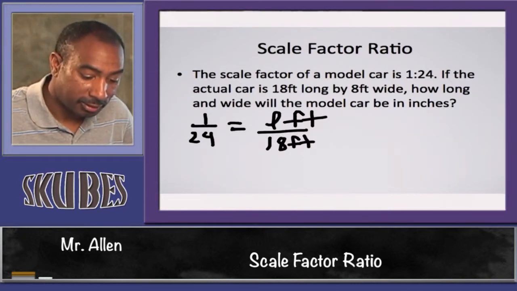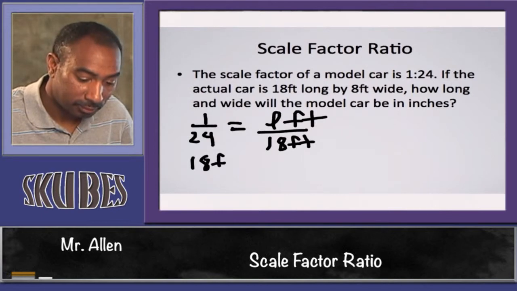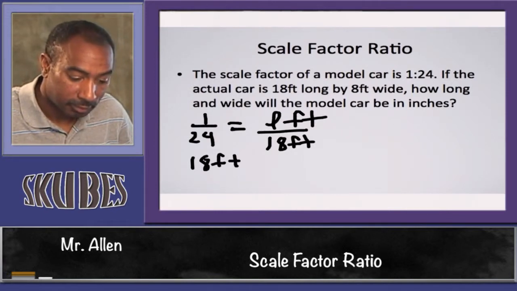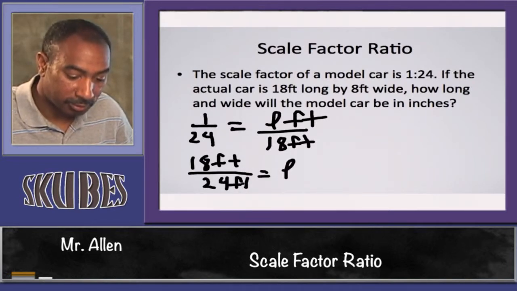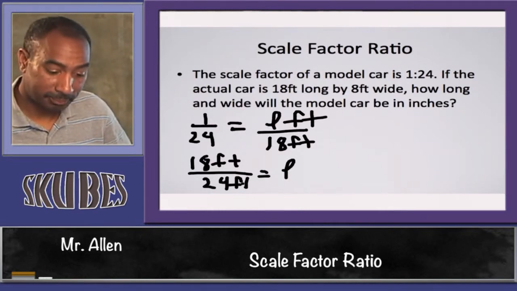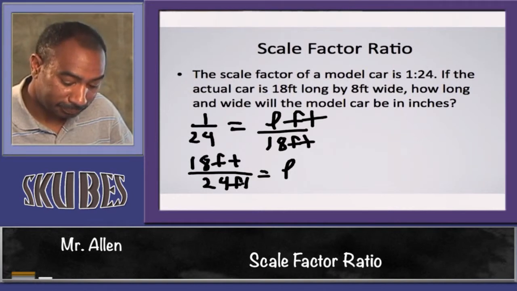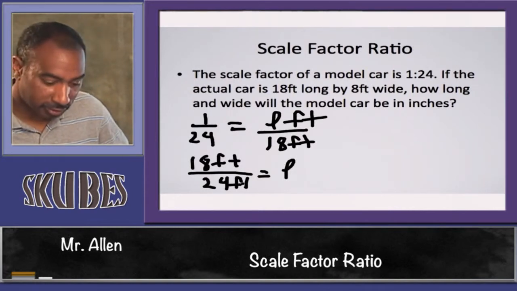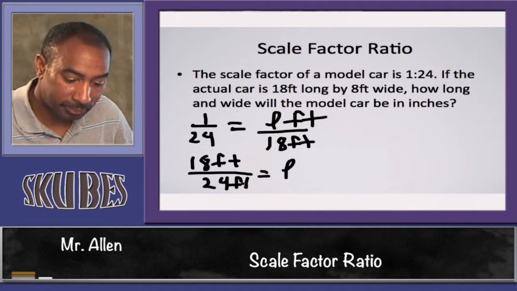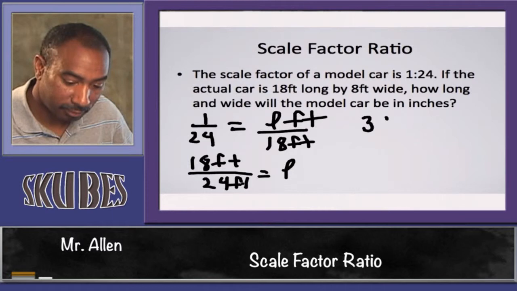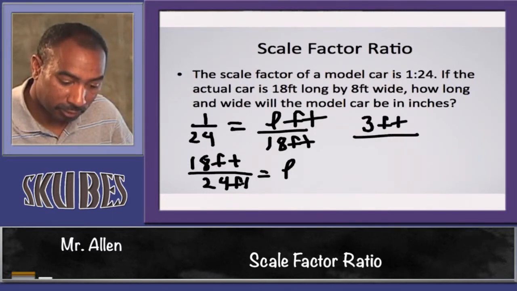So you can get 18 feet is to 24. And that's what the length is. You want to reduce that. So I believe that 6 divides into both of those numbers, 18 and 24. So you're going to wind up with 3 feet to 4.